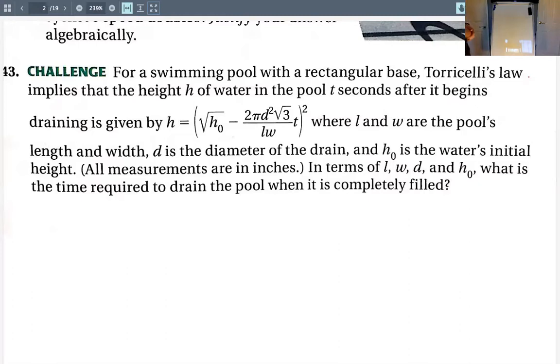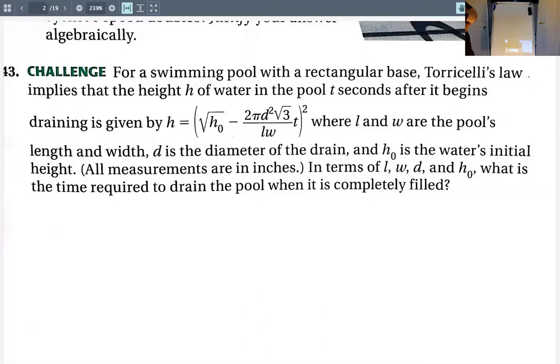Of course, we could put up a video to prove Torricelli's law and go through all of that, but we don't have time for that. So we're going to assume that Torricelli's law is correct for this drainage problem. Now, it says all measurements are in inches. So in terms of L, W, D, and H naught, what that tells you, and you've got to get used to this, is that your answer better have those variables in them. They must have all of those in them.